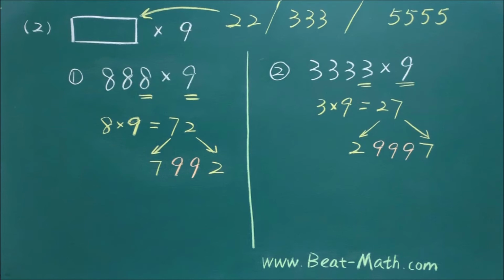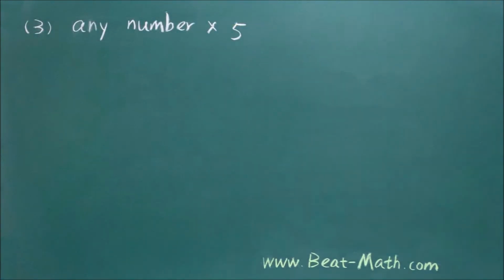It helps a lot. Similar to the number 9, number 5 has a special trick as well. It helps to do the multiplying simple and fast. Let's look at the first example.